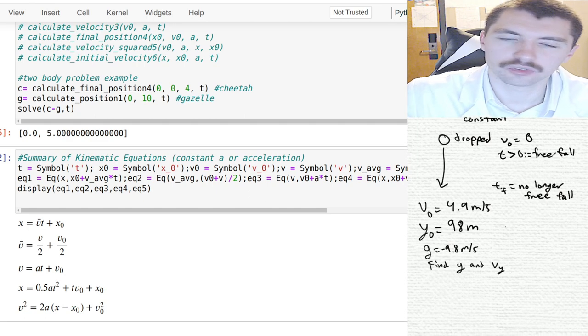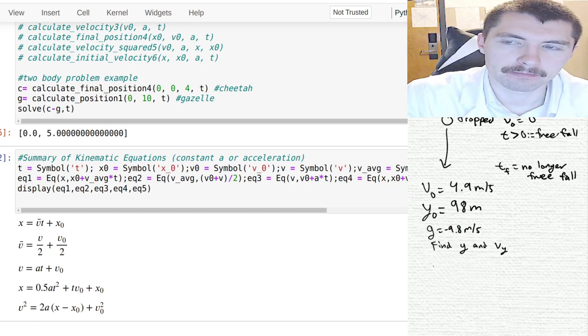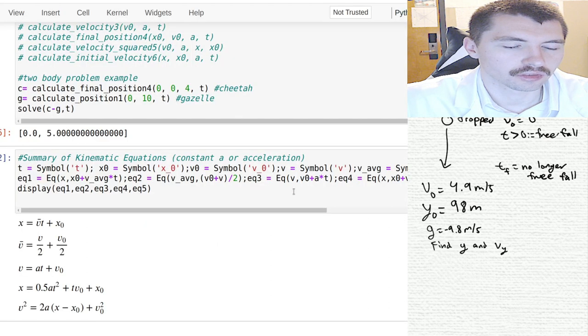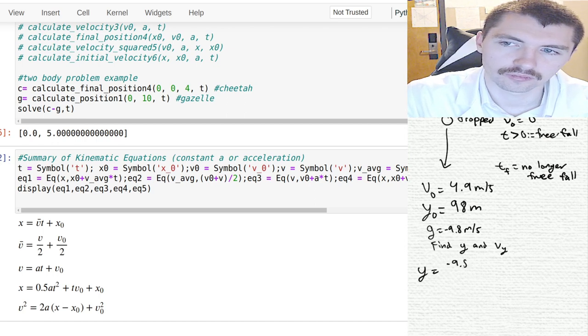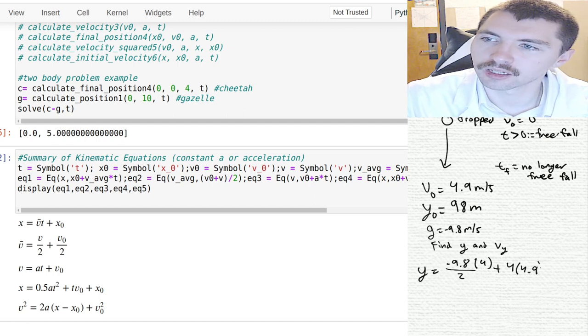Okay, so what are we going to do? First, we're going to find y. Does it say how much time? 4 seconds. Okay, so I'm guessing we use the fourth equation. So y is negative 9.8 times 4 squared over 2 plus 98.